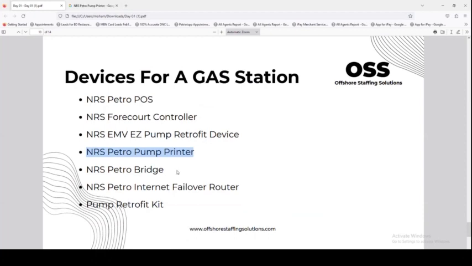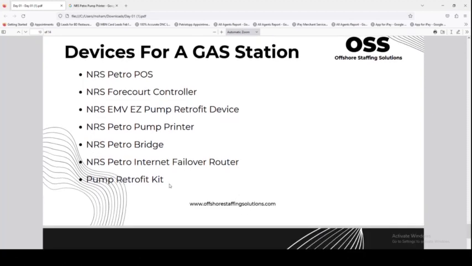NRS Petro Bridge. Okay, these are a little bit technical. I do not want you to take a note on this, so leave it alone. NRS Petro Internet Failover Router. So if there's a failover of the internet, so there's no internet, let's say, and there are cars outside that are trying to get gas in their car, there's no problem because we have a backup. So we always provide a failover router. If the actual primary internet fails over, we have a backup. So our backup router backs it up all the time. Very rarely do we have both go down, but usually we have it covered.